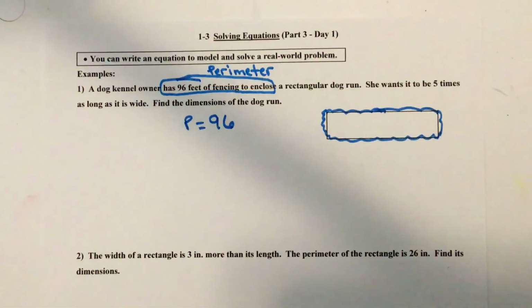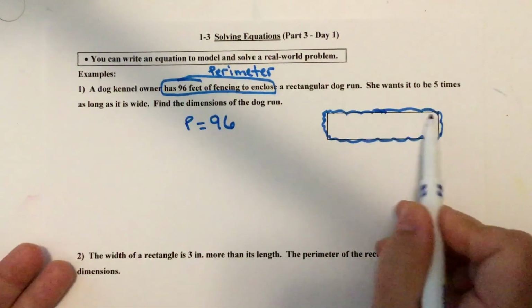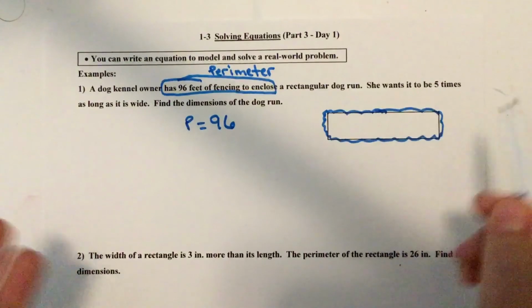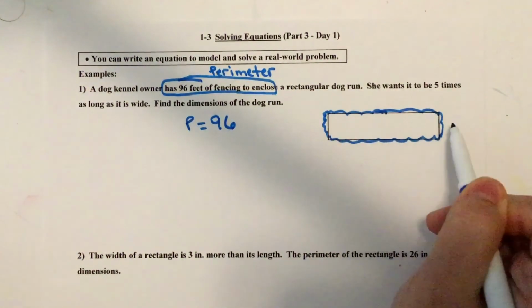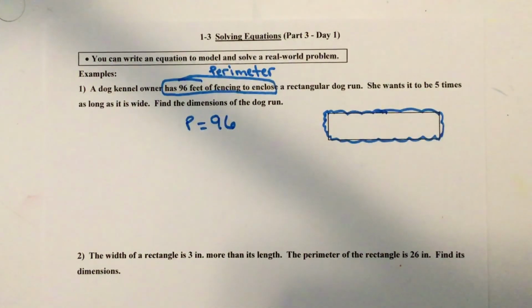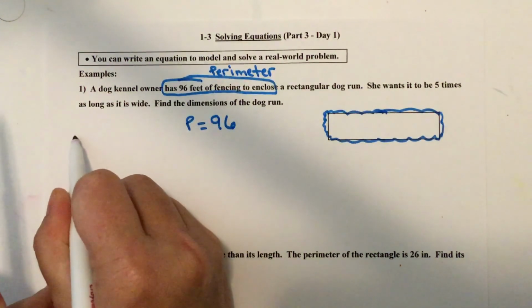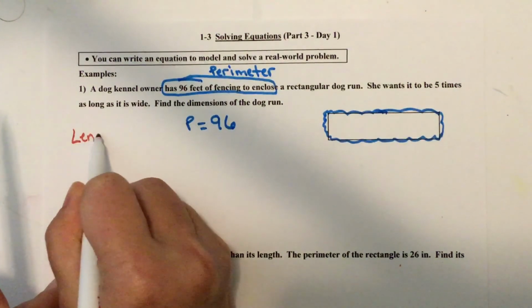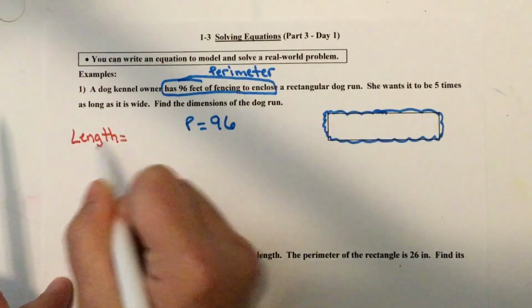And then I also know that whenever I'm working with a rectangle, I can find perimeter by adding up all the sides. Okay, so it's asking for the dimensions of the dog run. So that means it wants to know something about the length, and it wants to know something about the width.